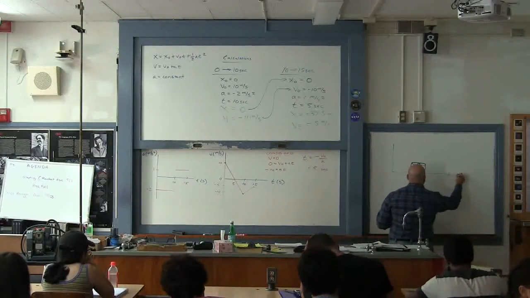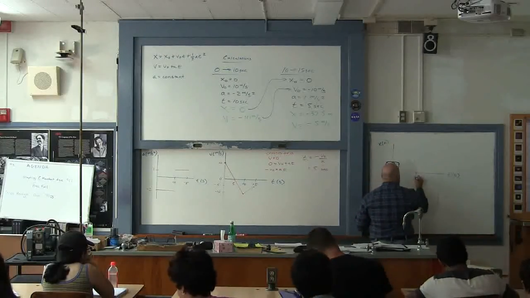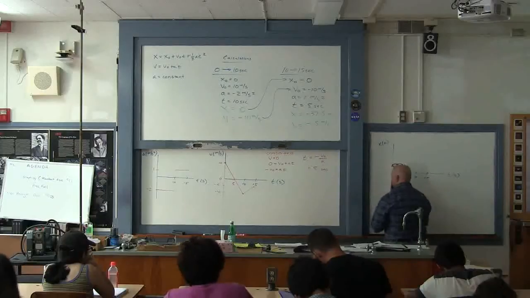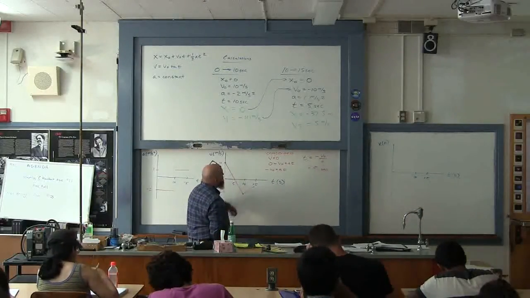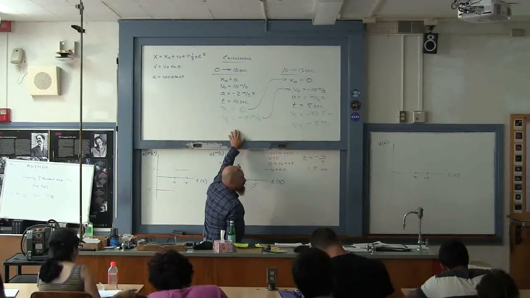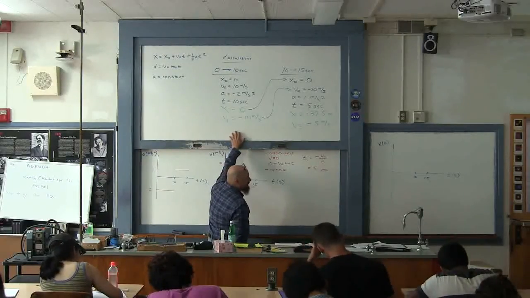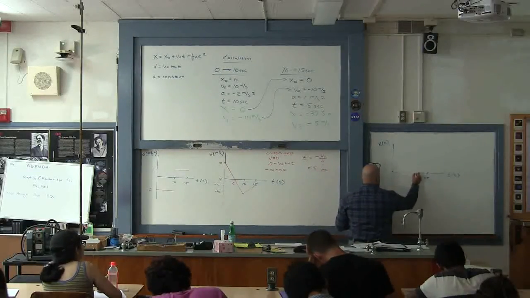So time in seconds, position in meters, and 10 and 15 seconds once again, like so. And now we look at our position data. So up here on the top board, notice that we have the initial and final positions over the first 10 seconds as 0. They're the same thing. So from here to here.